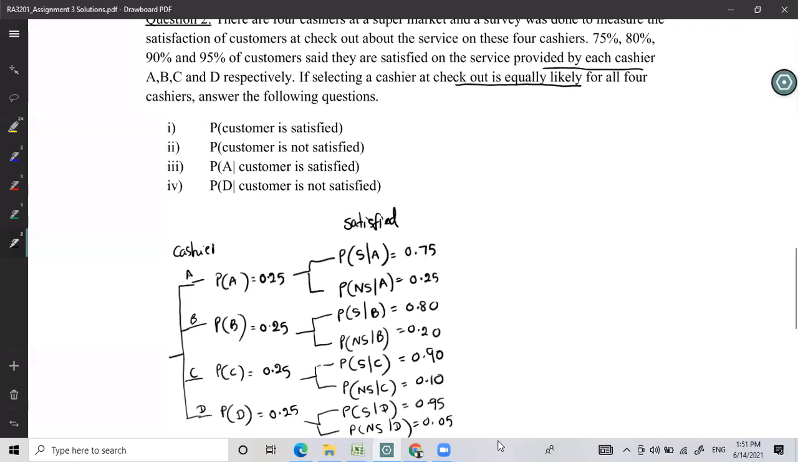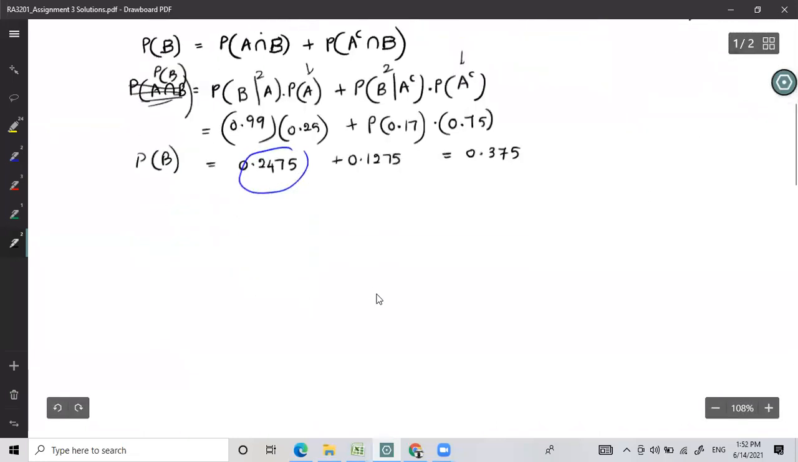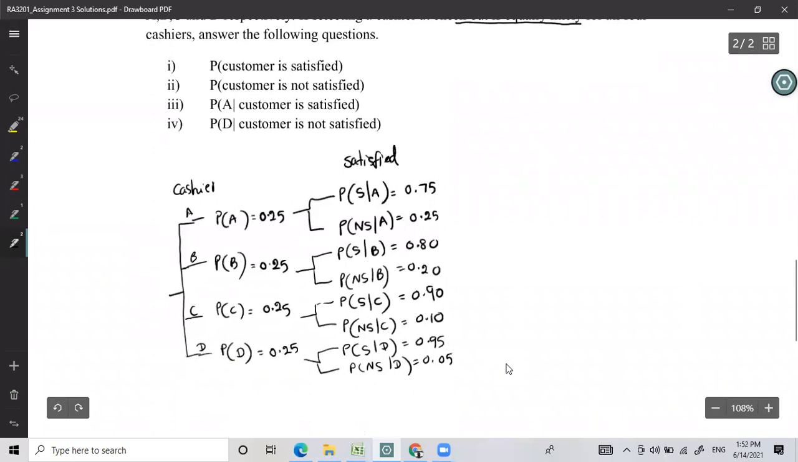Okay, so if you multiply along the paths, you get the intersections. So that is what we did here, right? So if you draw the tree diagram, you will have this one: the first level is this one, then this is the second level, right? So you multiply along the paths, right? So that's the same thing. Well, we need the not satisfied, satisfied, all of them. So let's do all, we have 8 paths, right?